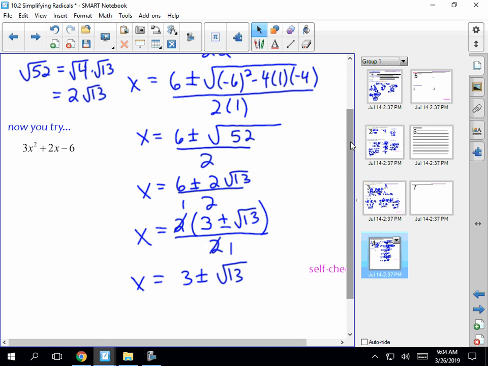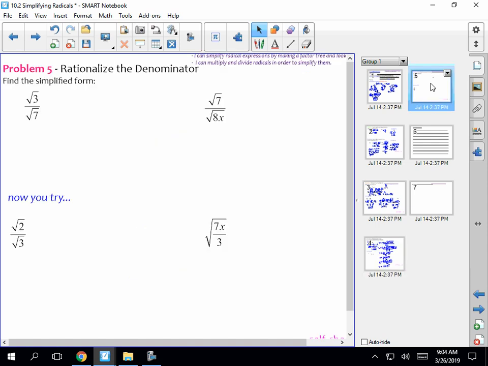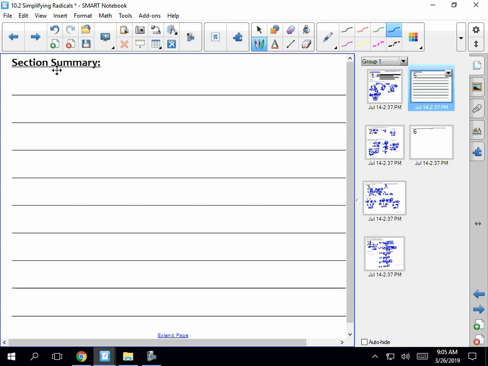One more thing I want to show you here, and then we'll start on the classwork, and we'll have to finish the classwork tomorrow. But this is called rationalizing the denominator. And what it means literally is make the denominator, put it in ratio form here.